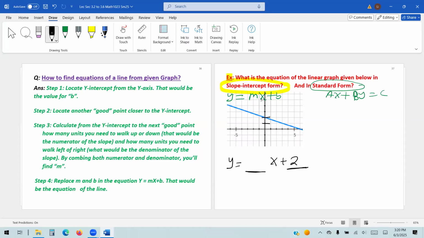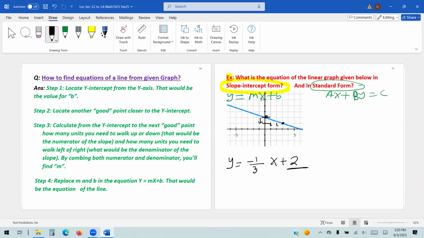John? Negative 1, 3. Negative 1, 3. How did you find that? So from this point, what did you go? Down 1. 1, 2, 3. And we found our next one. Great.